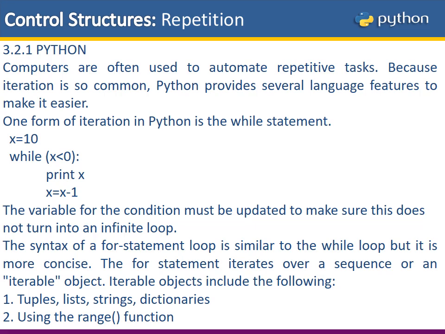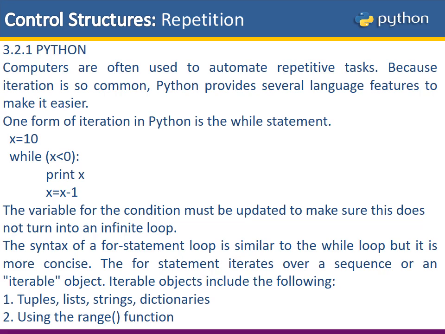We have finished with the while statement. We have the syntax for the for statement loop, which is similar to that of the while statement loop that we just finished explaining. But what is more concise about the for statement is that it iterates over a sequence or an iterable object. Such iterable objects can be tuples, lists, strings, dictionaries, which we have discussed in 201 Introduction to Python Programming.